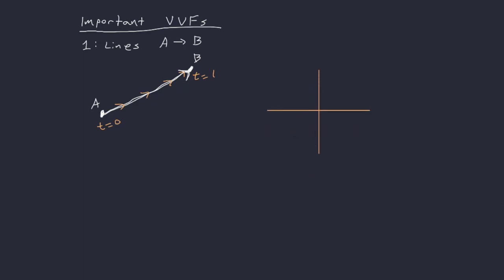Let's say we're starting at the point, this looks like 1, 2, and we want to move to the point, this looks like maybe -3, -1. Okay, so we want at t equals 0 to be at this point 1, 2, and when t is equal to 1, we want to be at this ending point, -3, -1.